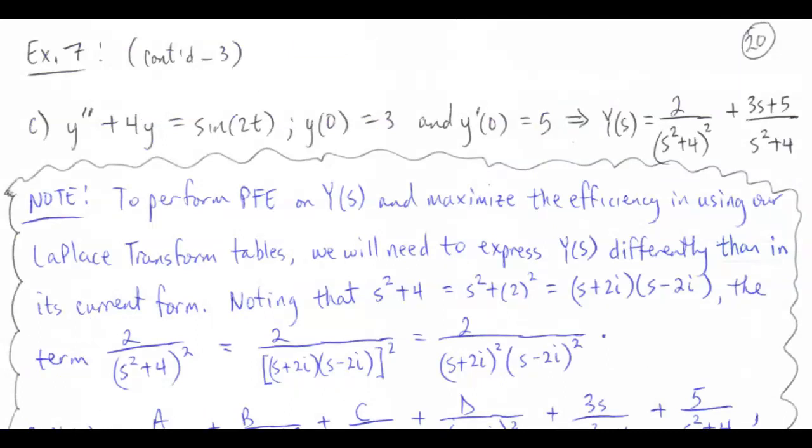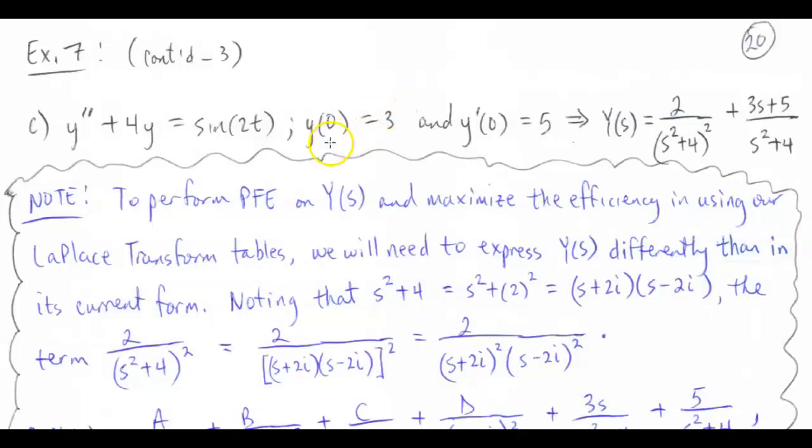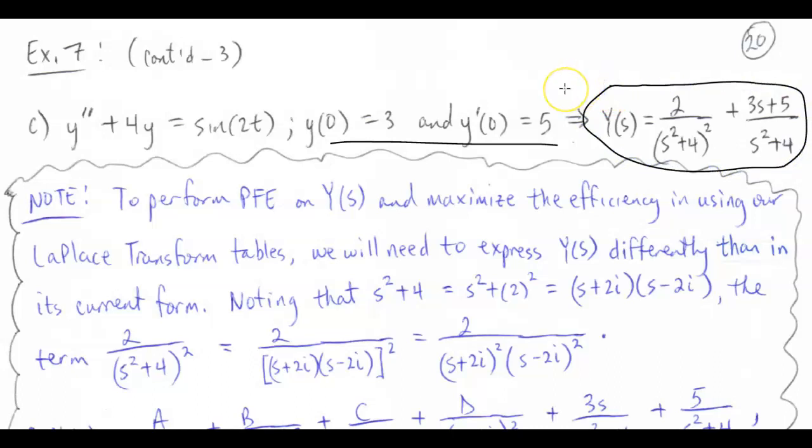Okay, so for our next example, we saw that we had this second order differential equation, y double prime plus 4y is equal to sine of 2t, with these two initial conditions here. And we saw that the corresponding Laplace transform of our actual solution was this particular expression here.